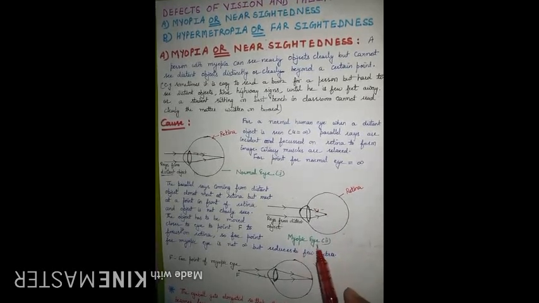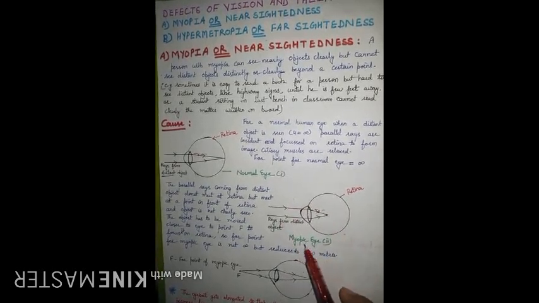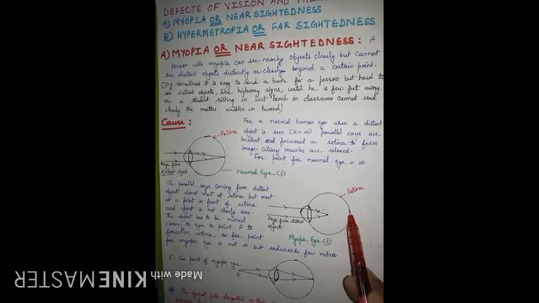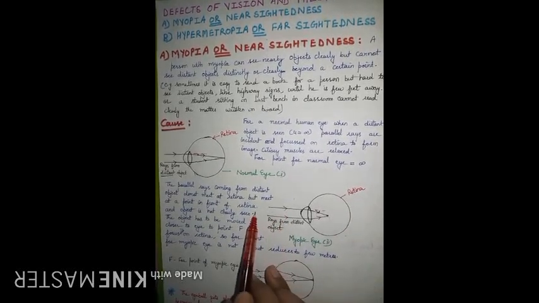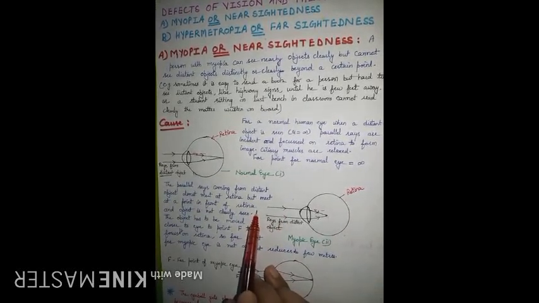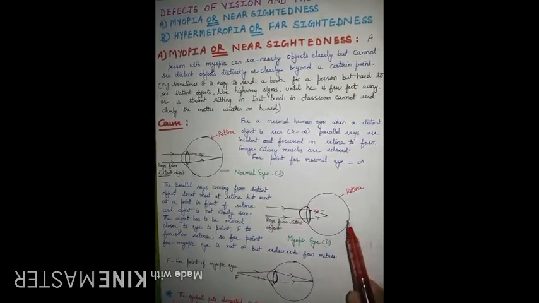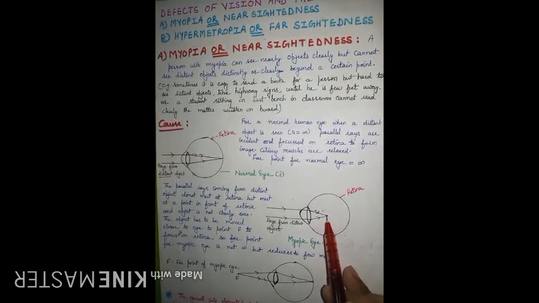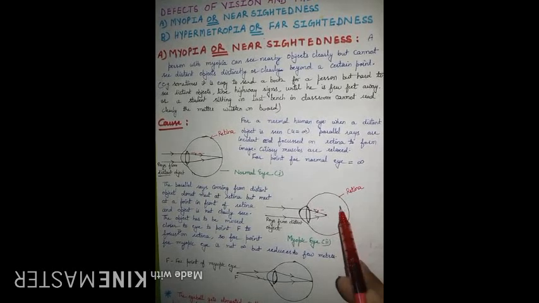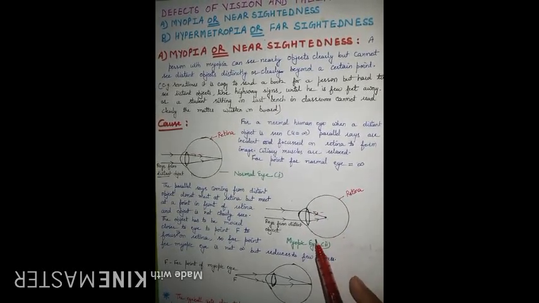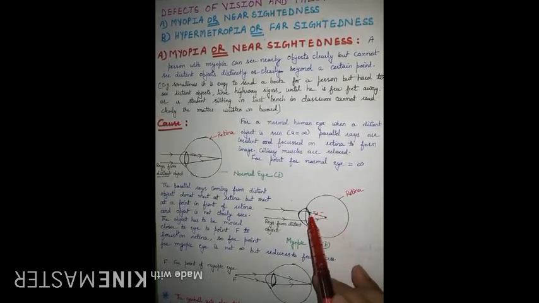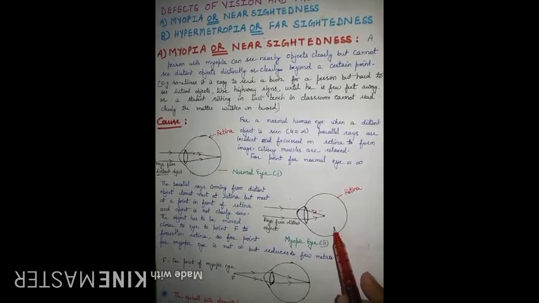So this is a diagram representing a myopic eye, in which the rays are coming from a distant object, but these rays are unable to focus on the retina. They are going to focus at a point before the retina, or in front of the retina. Then this type of defect will be known as myopia, and this diagram is representing a myopic eye.